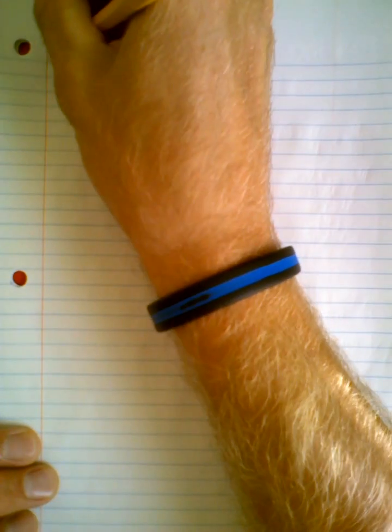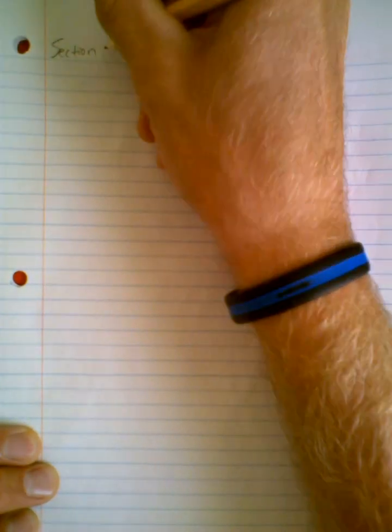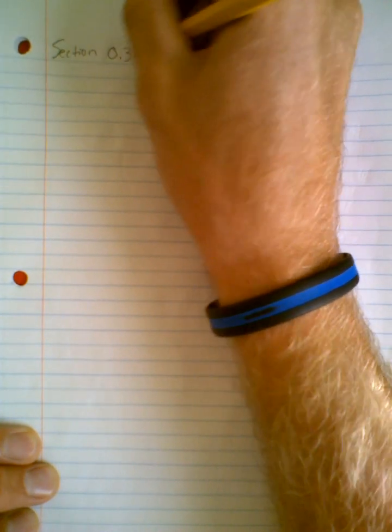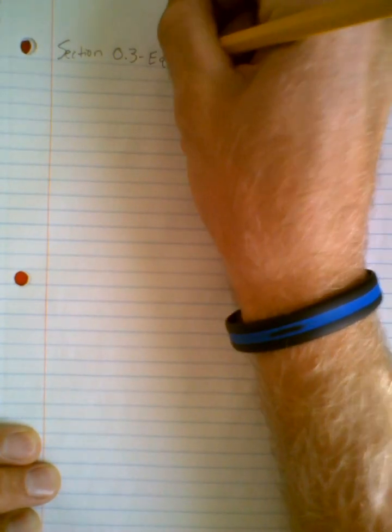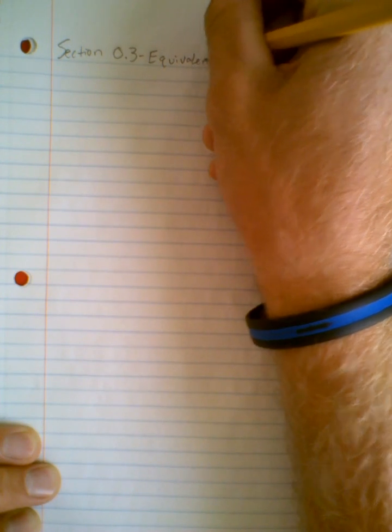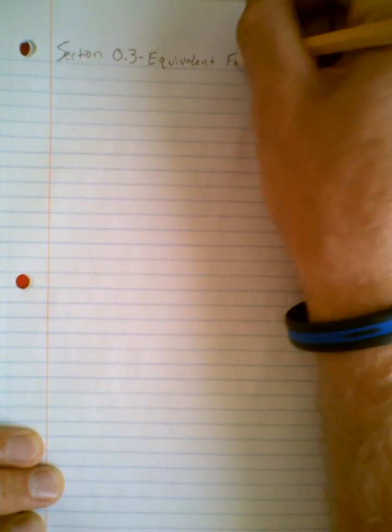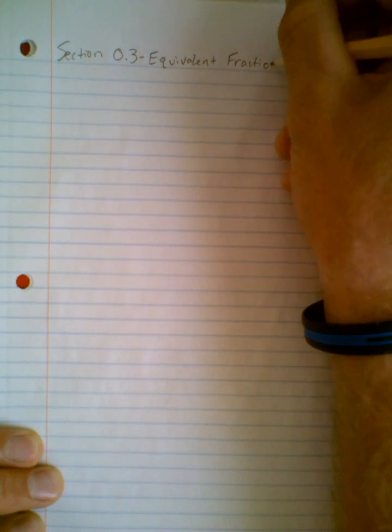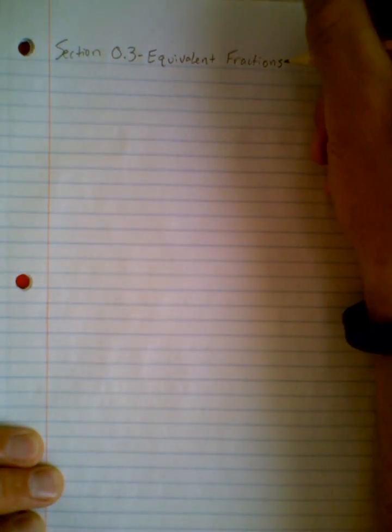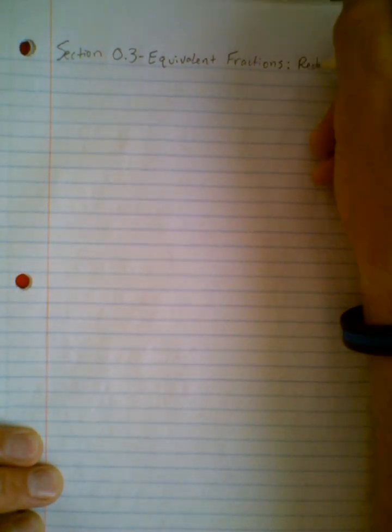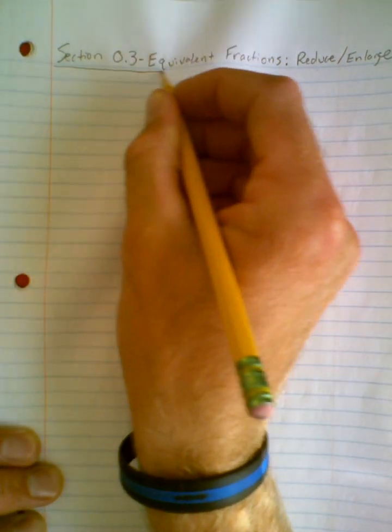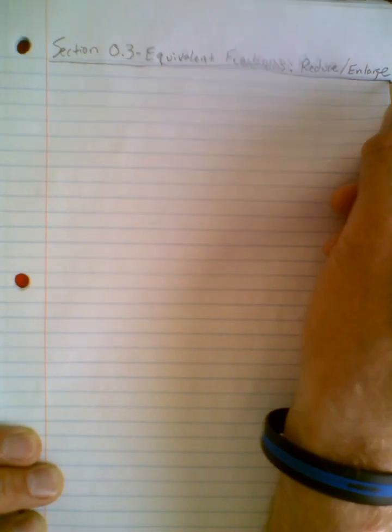So this will be section 0.3, equivalent fractions. Equivalent fractions. Reduce / enlarge. Okay. So section 0.3, reduce fractions, reduce, enlarge. So the first thing you need to know is what an equivalent fraction is.